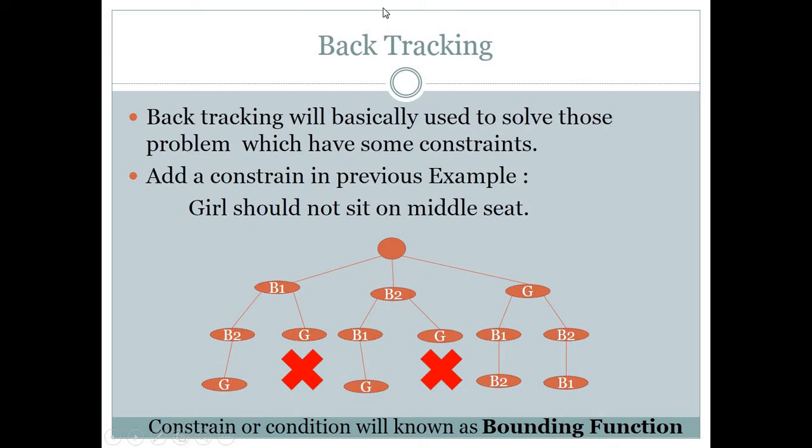So backtracking adds some constraint to a brute force approach, and that condition or constraint is known as a bounding function. So this is the basic introduction to backtracking. You have to remember that backtracking adds some constraint onto our brute force approach.